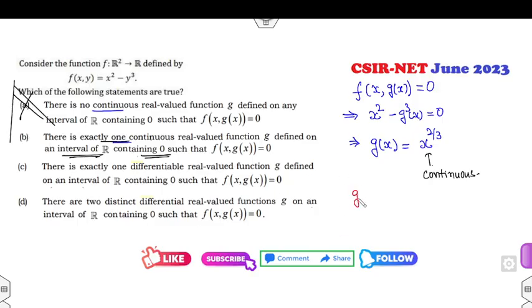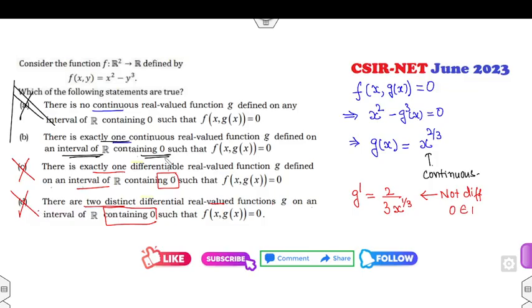Exactly one differentiable function. Can you find the differentiation? It's 2 over 3 x raised to the power 1 over 3. You can see this function is not differentiable at 0 when 0 belongs to the domain. There are two distinct real valued differentiable functions containing 0. That's also a wrong answer. The only one left is B, which is the correct answer to this problem.